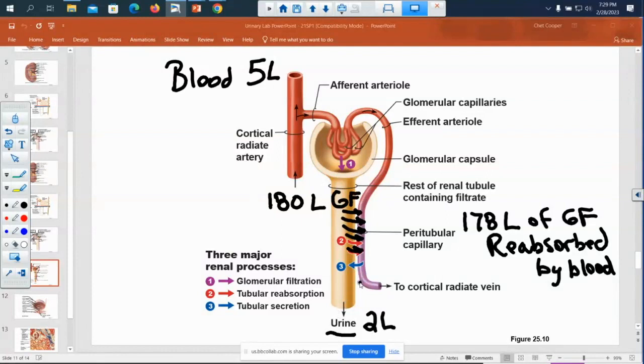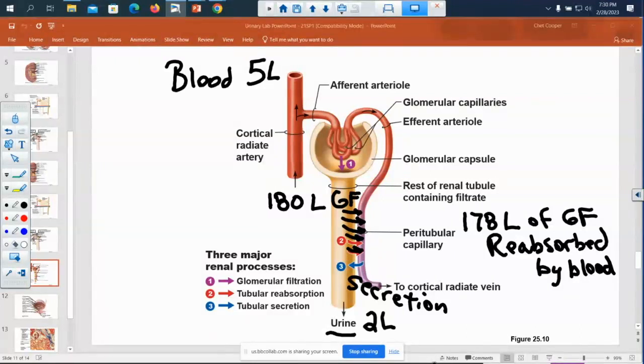This process here is just called secretion. By the way, you're going to learn in lecture, very little is secreted. It's medications and hydrogen ions and some other ions. Not much stuff is secreted. I like to say secretion is fine-tuning the urine. Okay.